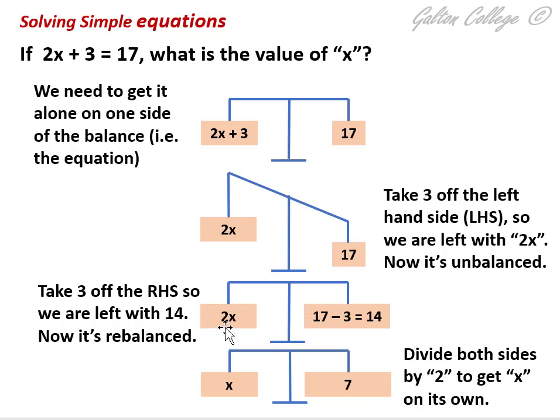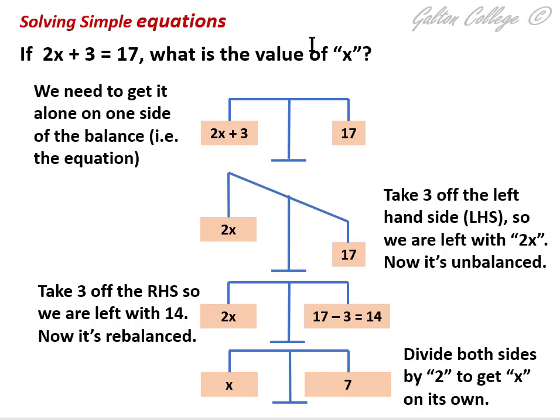We need to get rid of the 2. So if you divide this side by 2, we just get 1x, if you like, x. 1x is just x. And you have to divide this side by 2. Well, 14 divided by 2 is 7. So x equals 7. The answer to this question, what's the value of x? Well, the value of x is 7.